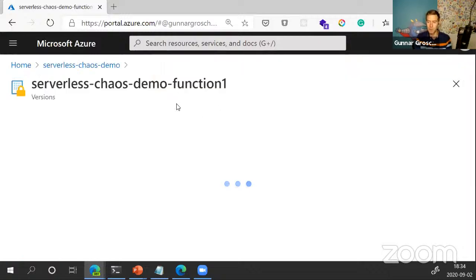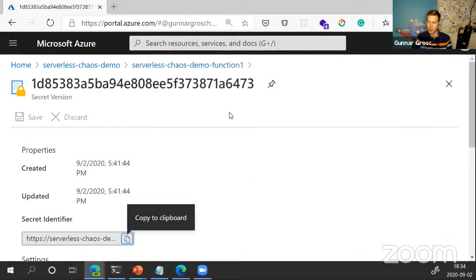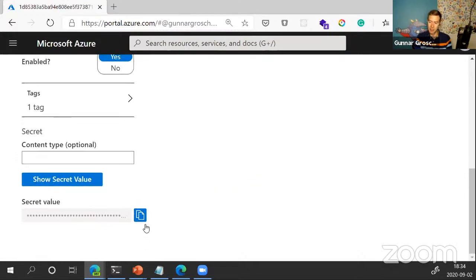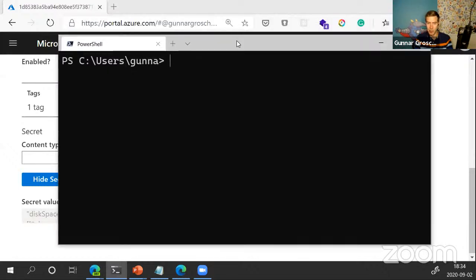So this is the one for function 1, the current version, and it contains the secret value here, which is not that easy to see in the UI. But I promise you it's there. Right now, it's not enabled. What I'm going to do instead is use the CLI to inject failure.